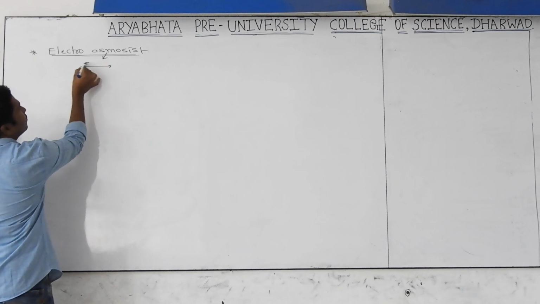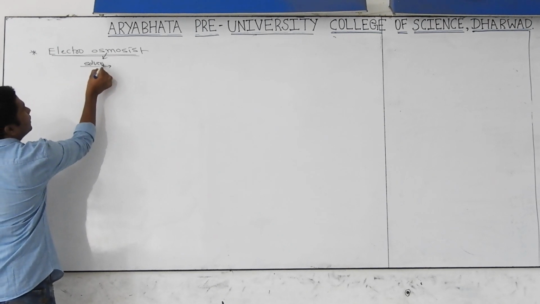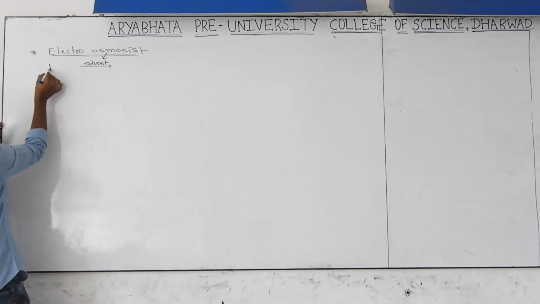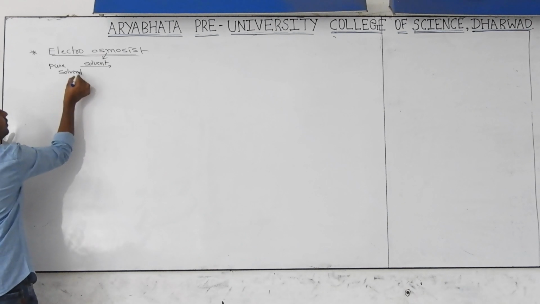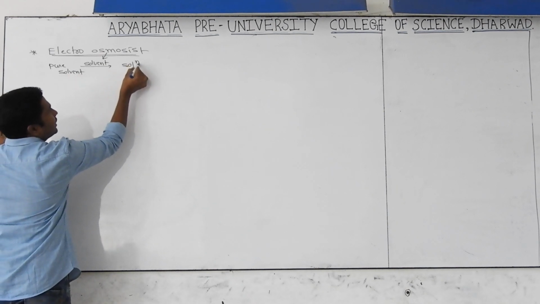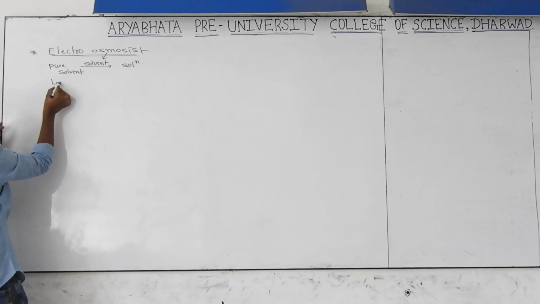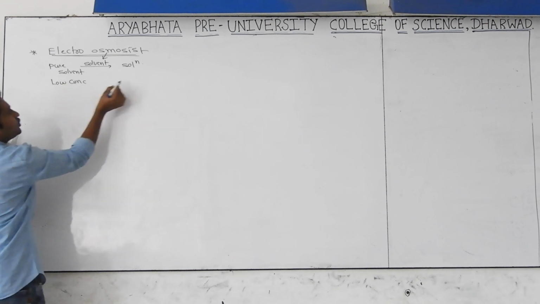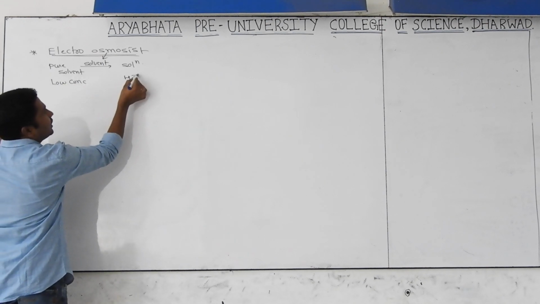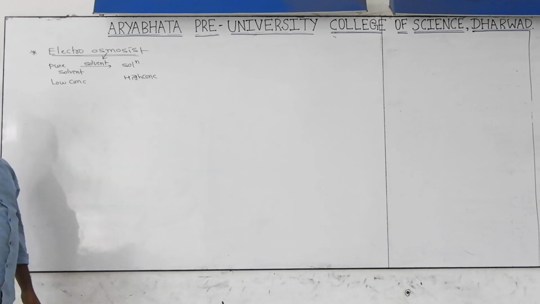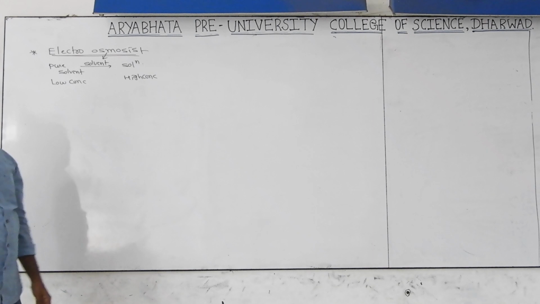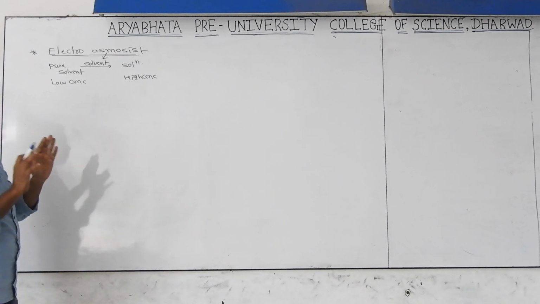Osmosis means only solvent particles are moving, from where to where? Yes, very good: from the pure solvent side to the solution side. Otherwise, from the low concentration side to which one? The high concentration side. Whatever it is, the phenomenon is called osmosis. Which particles will be traveling there? Solvent particles. Now, what is the concept here?